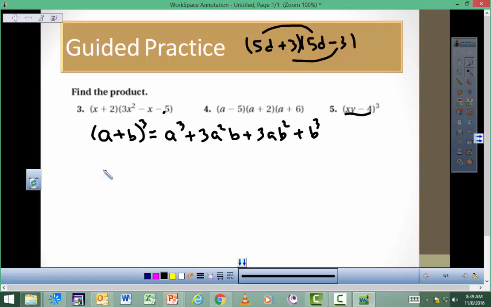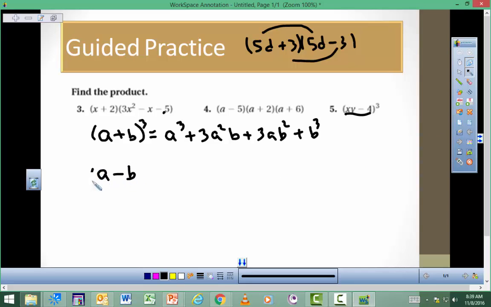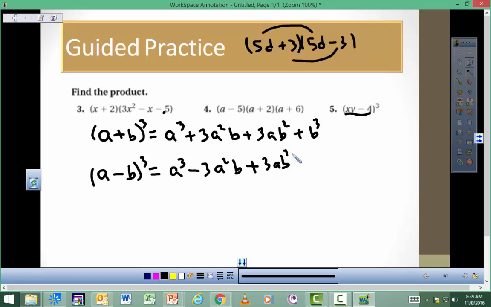It's very similar. A minus B cubed. It's a very similar pattern. In fact, it's exactly the same except for a few of the signs changed. So you have A cubed minus 3A squared B plus 3AB squared minus B cubed. You'll notice the only difference between these two is that the signs alternate: plus, minus, plus, minus. It's the exact same.